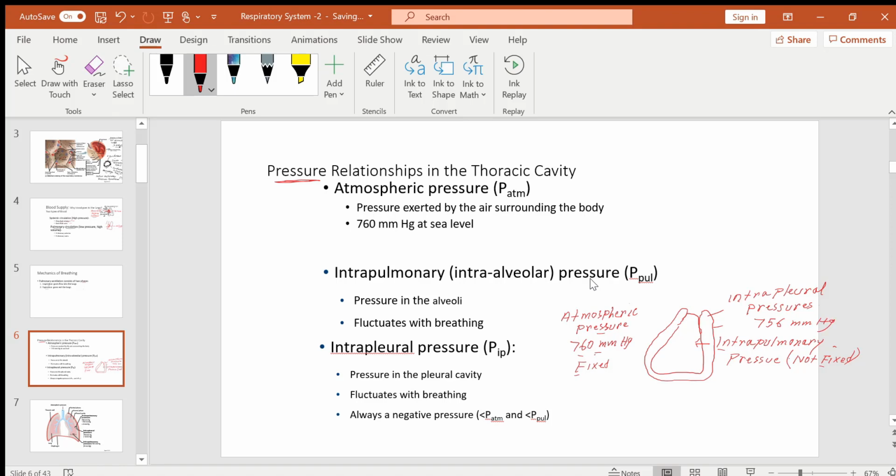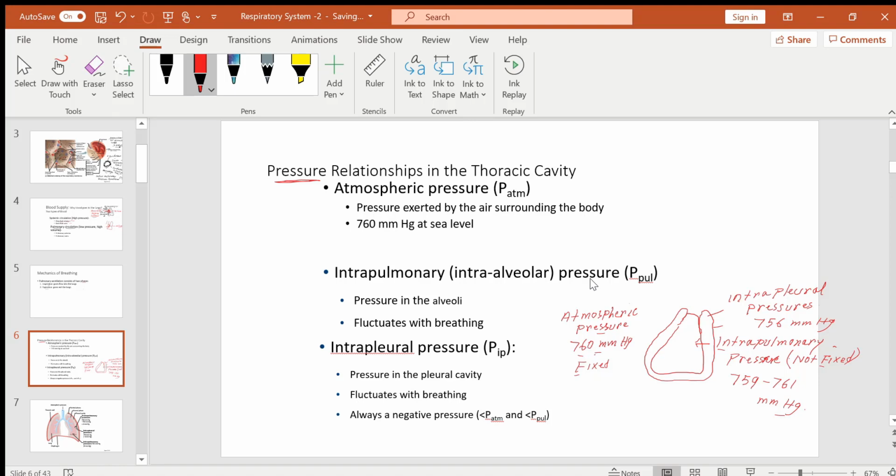Now intrapulmonary pressure, I said it changes. It changes between 759 to 761 millimeter of mercury. So only 2 millimeter difference, right? 759 to 761 millimeter of mercury. Okay. Now I told you at the beginning that gas moves from high pressure to low pressure. Make sense?